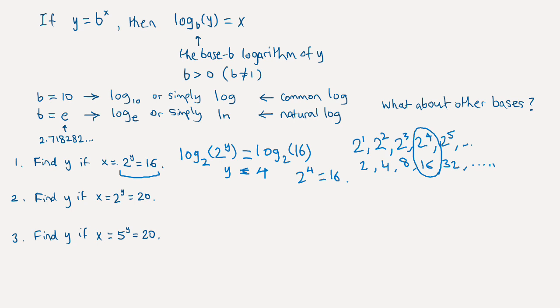For this example, we were able to figure out what the answer was, because it turned out that 16 was an integer power of 2. But if we look at the next example, that's not the case. There is no integer y such that 2 to the power y is equal to 20, because we can see that here. We go 2, 4, 8, 16, and then we go to 32. So we know our answer is somewhere between 4 and 5. But how do we derive that answer?